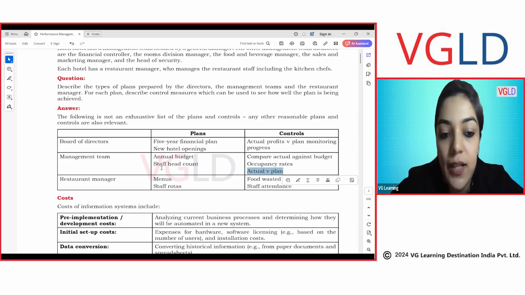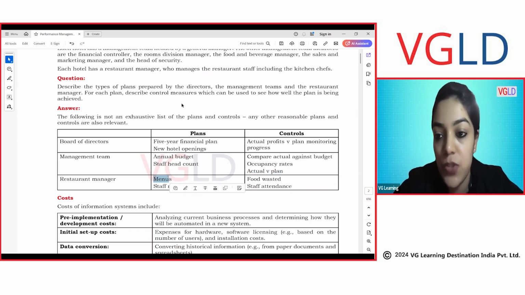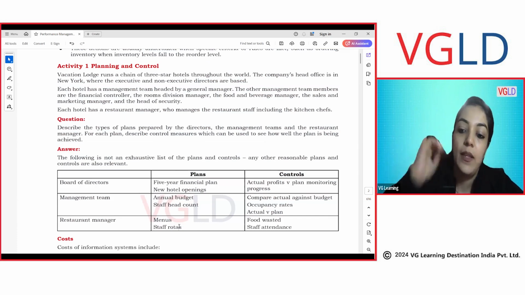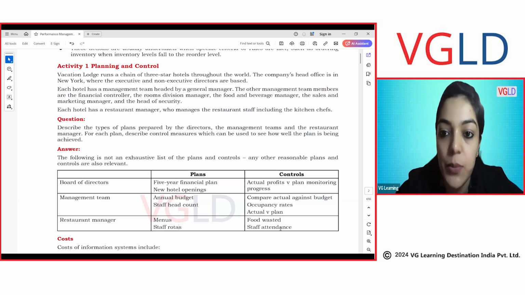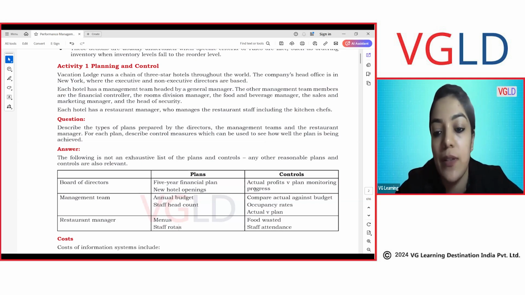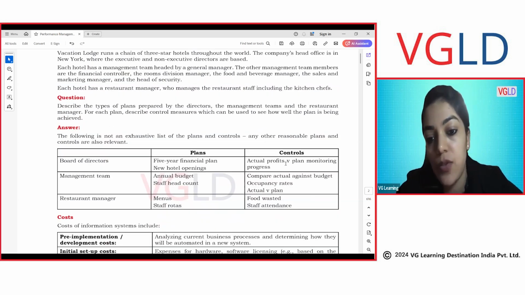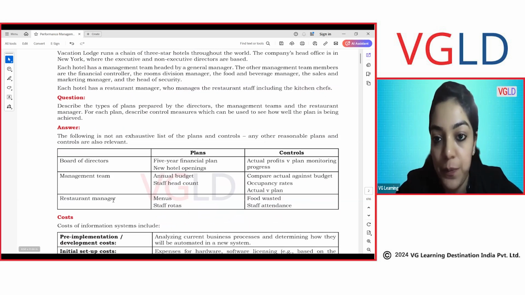Okay. Then restaurant manager, they will be deciding on the menu because it comprises of chefs and the kitchen staff. So they'll be deciding the menu. Then staff schedule, who will be working when. Okay. Then the controls that they can put into place are food wasted and staff attendance, so that everyone is present when they are asked to. And if, of course, there is a genuine reason for leave, then that is another case. So that is the plans and controls against board of directors, management team, and restaurant manager.